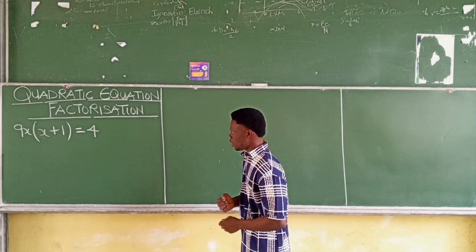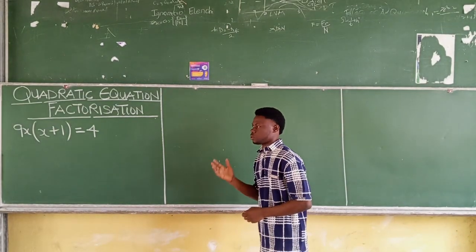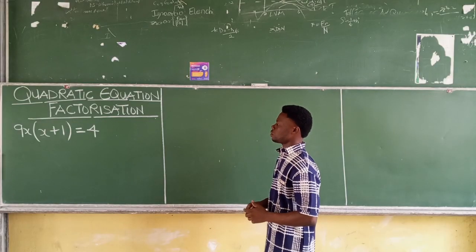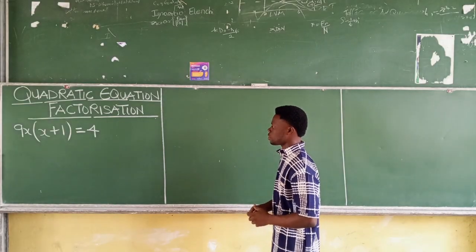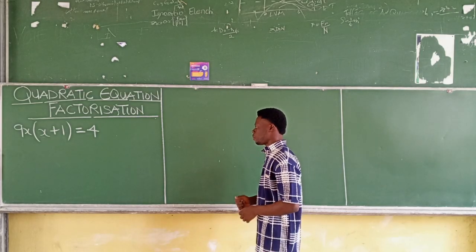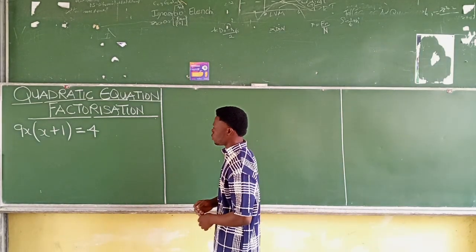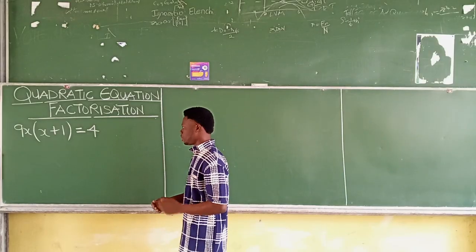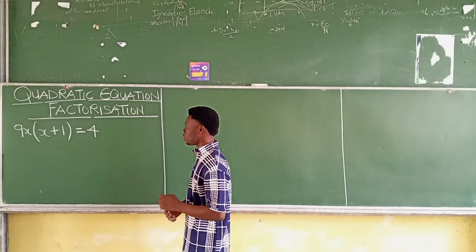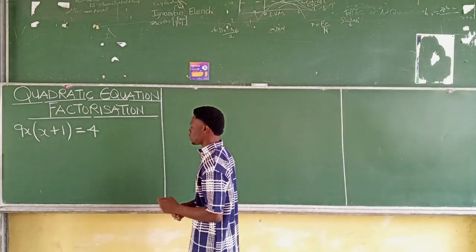In today's video, we are going to be looking at the quadratic equation by method of factorization. Now the problem on the board is 9x(x + 1) = 4. In this problem, the first thing we have to examine is the left hand side, which is 9x(x + 1).